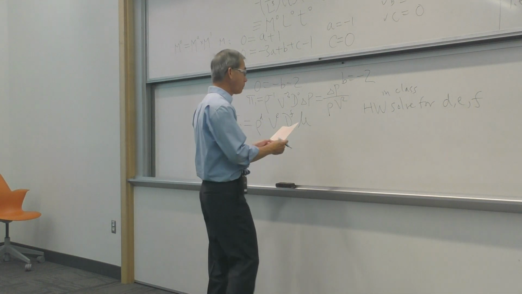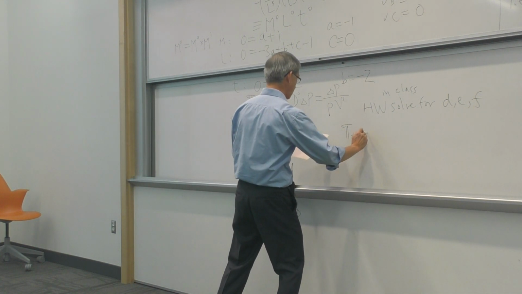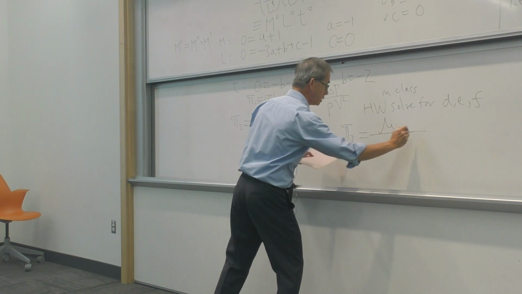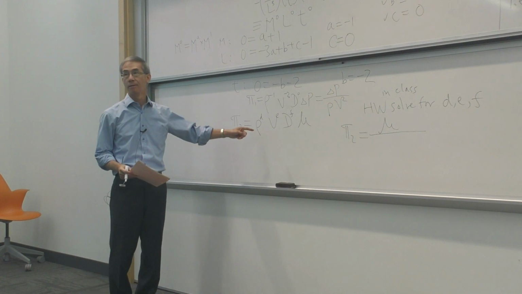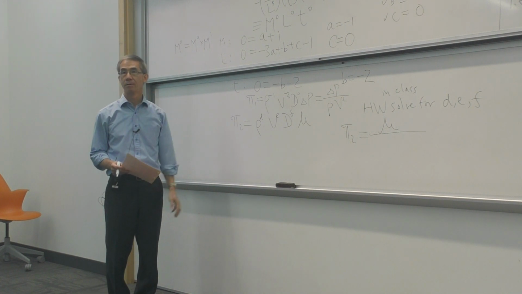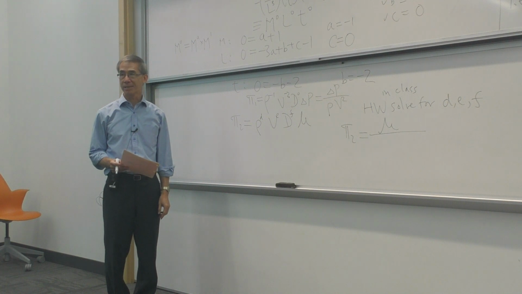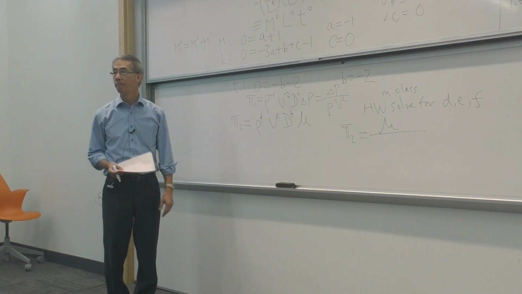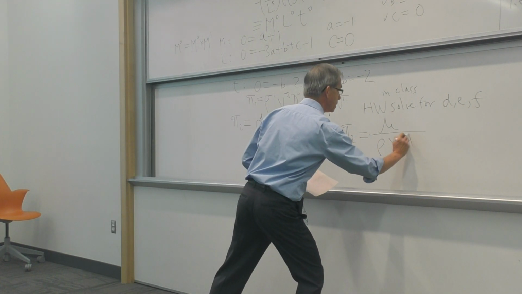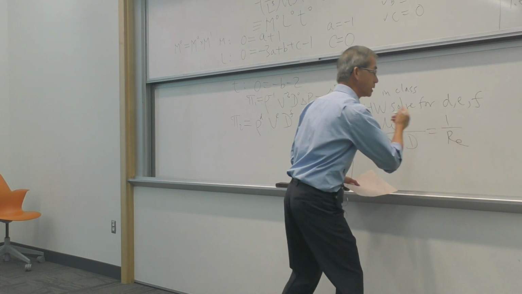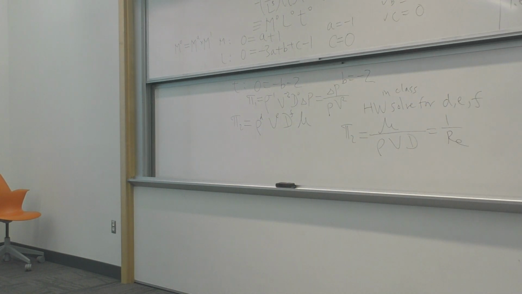What will pi 2 be where I have viscosity in the numerator and a combination of density, velocity, and diameter to make it dimensionless? Yeah, the inverse of the Reynolds number, between rho, V, and D. So the answer is given. You just have to prove it. You understand the problem? Any question? 2 more, and then we are done.